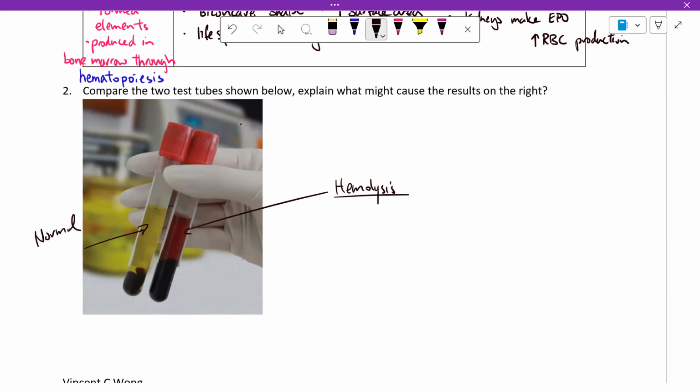What is the thing in your blood that makes the blood red? Red blood cell. Okay, but what is in the red blood cell that makes your blood red? We talk about this. Hemoglobin. Hemoglobin. And what did I say earlier? Where are you supposed to find hemoglobin? In the red blood cell.